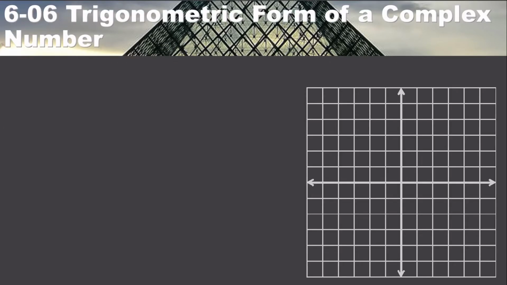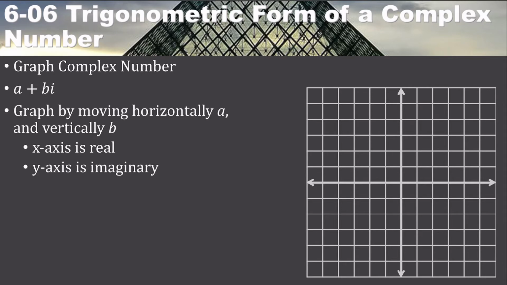Lesson 6.6, Trigonometric Form of a Complex Number. We're going to start by graphing complex numbers. We've done this before. Complex numbers in the form a plus bi. We graph it by moving horizontally a and vertically b, because the x-axis is the real axis and the y-axis is the imaginary axis. So a is the real part, and b is the imaginary part.